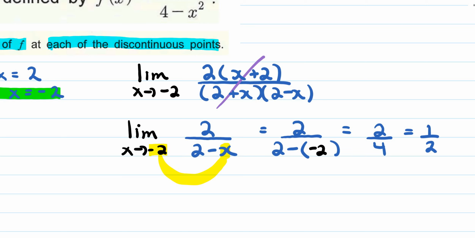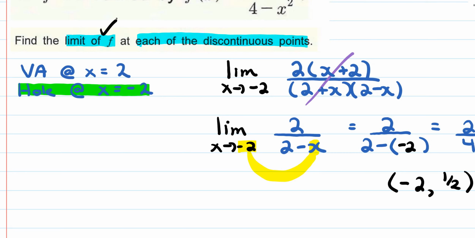Okay, so what that really means is when x equals negative 2, the y value that we approach is 1/2, and negative 2 comma 1/2 is the coordinates of the hole. Okay, so that is finding the limit of f at the first discontinuous point, which is when x equals negative 2. Now let's take a look at how we can approach the vertical asymptote when x equals positive 2.